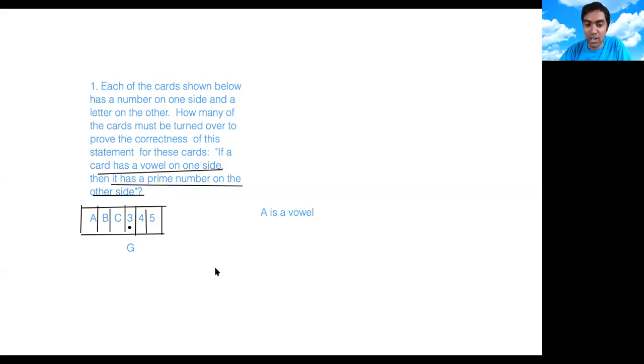So which one do we actually care about what is on the other side? 4. Why 4?